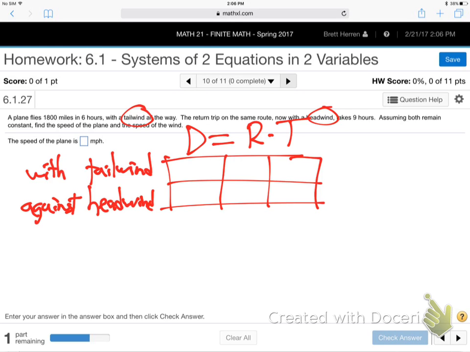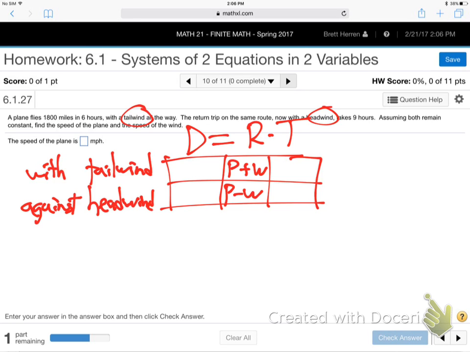So basically, however fast the plane goes, plus the wind when you get the tailwind, and it's the plane minus the wind when you've got a headwind blowing against you. Those go in the middle rate boxes because that has to do with your rate, your speed. Does that make sense, what I'm saying first off?